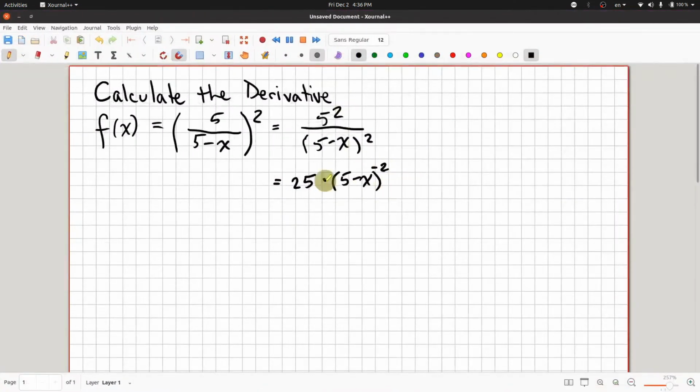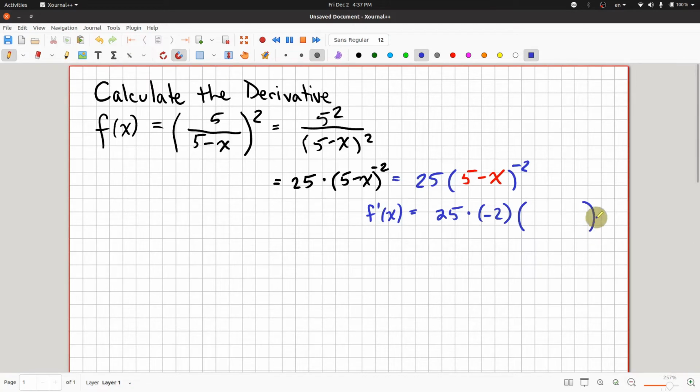Now, why do we prefer to write things with negative exponents like this? Well, it is easier to apply this chain rule when we can just use the power rule, one of the simplest derivative rules. So let's rewrite that, as we've been doing, as an outer function and an inner function, and then we'll apply the chain rule. So f prime of x will be 25 is along for the ride. Negative 2 comes down, so we have a times negative 2. And then our parentheses stay here.